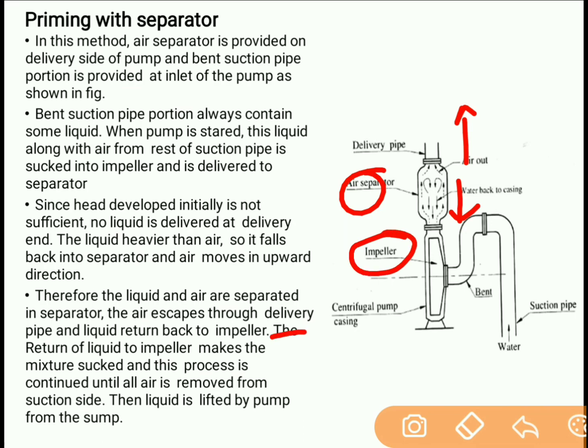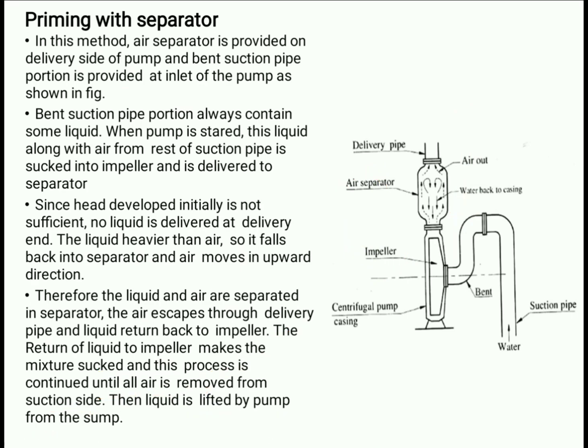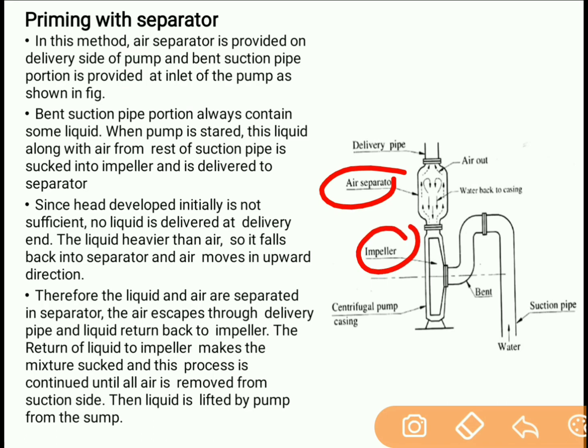Now the return of the liquid to the impeller makes the mixture get sucked, and this process is continued until all air is removed from the suction side. After this, the liquid will get lifted by the pump from the sump. Until all air is removed by the air separator, this pump won't start. And once all the air has been removed, enough liquid will get accumulated inside this impeller and it will get transferred to the delivery pipe.